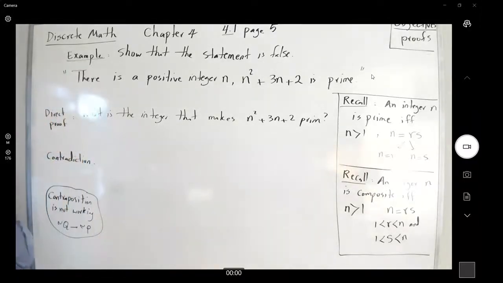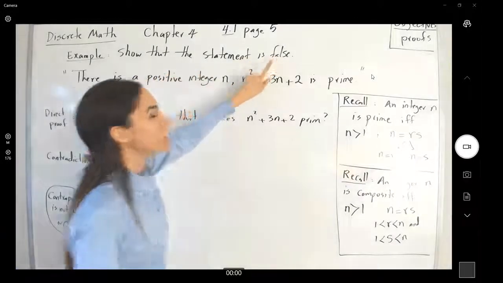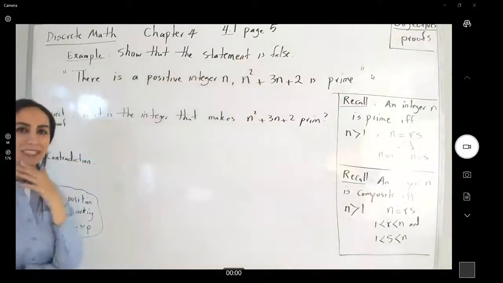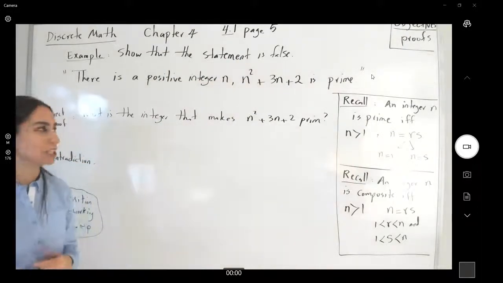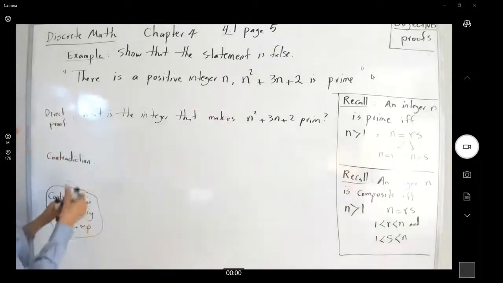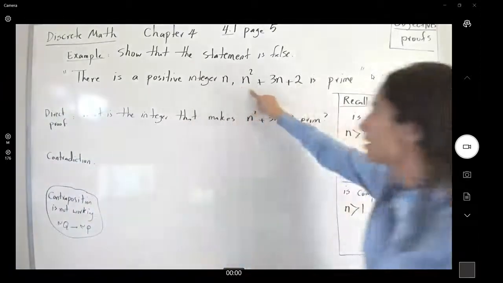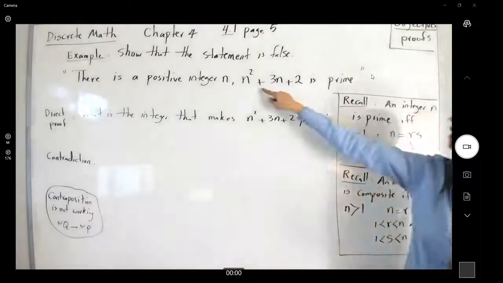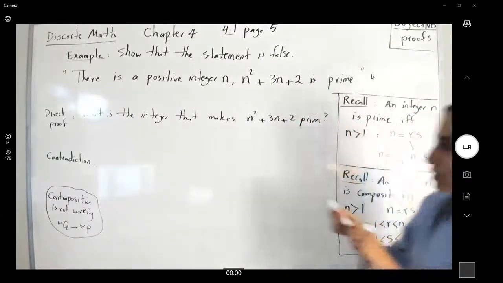So since we know that we can falsify this statement, we already know that this statement is not true. It means that we cannot find that integer. So what is our approach? Our approach is we have an expression n squared plus 3n plus 2.